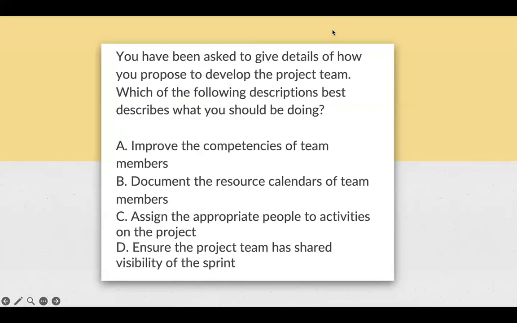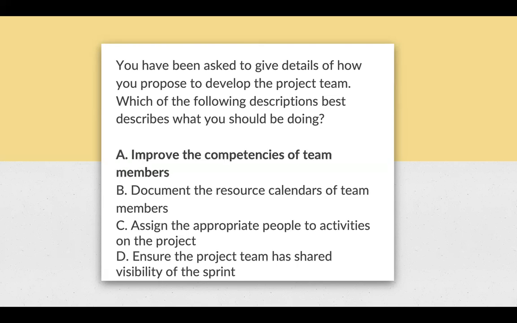Next question. You have been asked to give details of how you propose to develop the project team. Which of the following descriptions best describes what you should be doing? A. Improve the competency of team members. B. Document the resource calendar of team members. C. Assign the appropriate people to activities on the project. And D. Ensure the project team has shared visibility of the sprint. Okay. So the correct answer is improve the competency of team members.